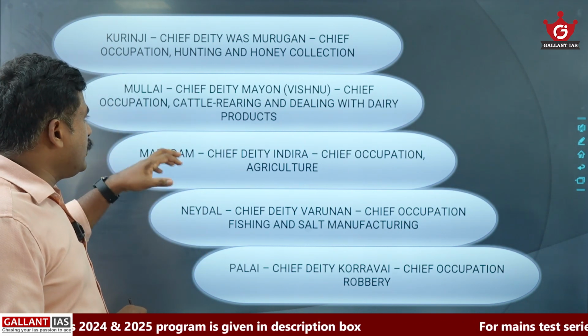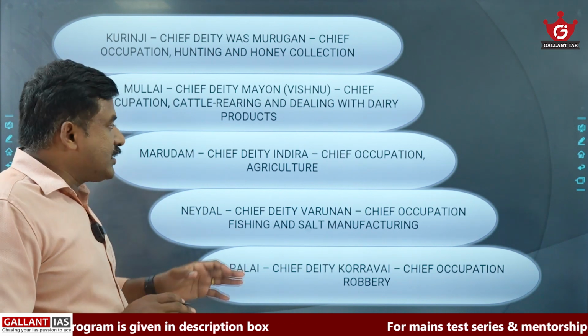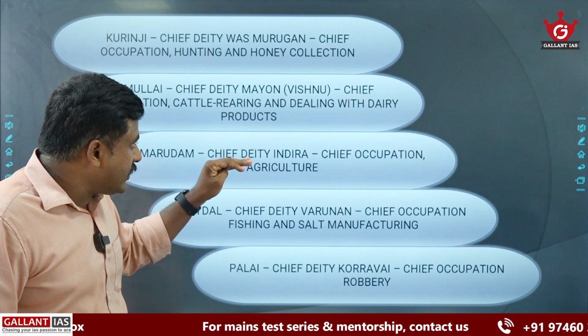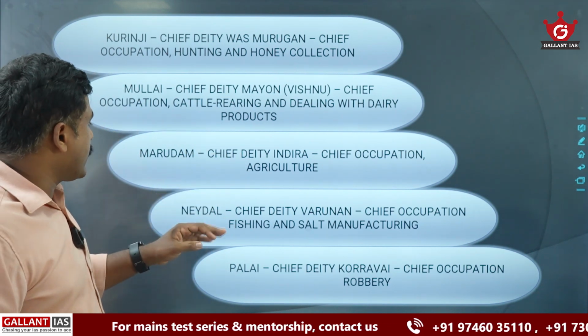Then there is Mullai. That section of society, their deity is Mayon, Vishnu, and their occupation is cattle rearing, and they deal in dairy products.